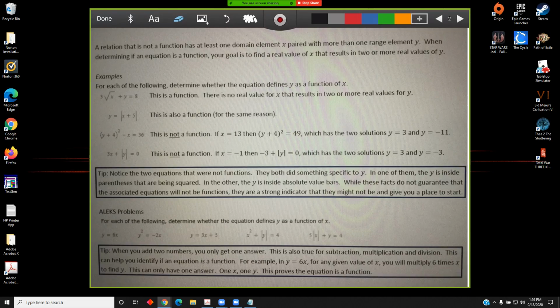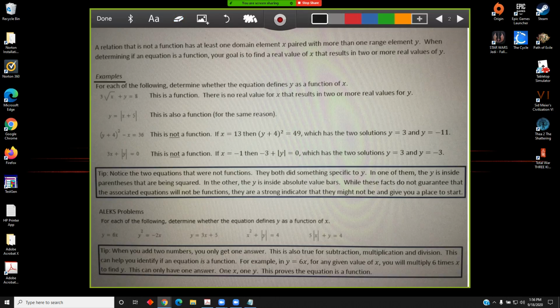A relation that is not a function has at least one domain element x paired with more than one range element y. When determining if an equation is a function, your goal is to find a real value of x that results in two or more real values of y. Let's look at several examples.